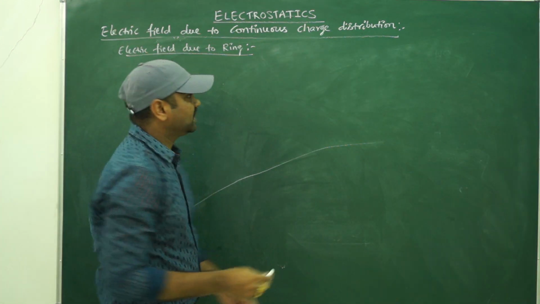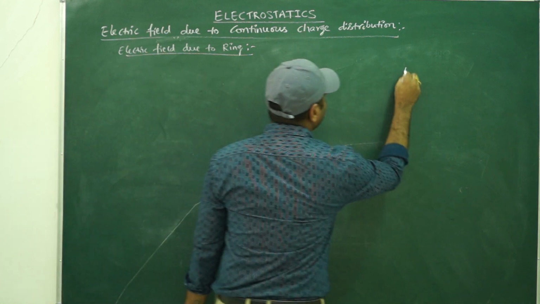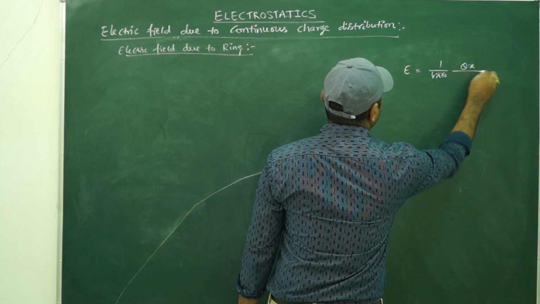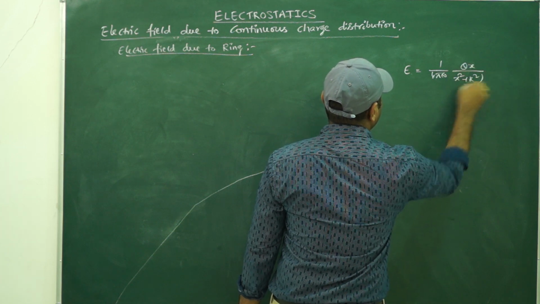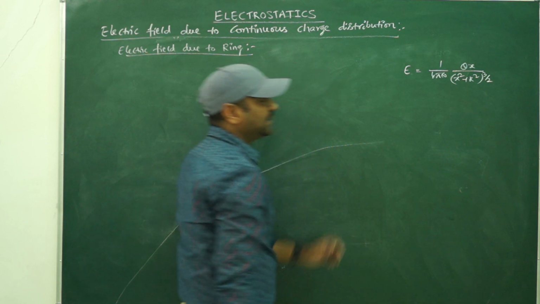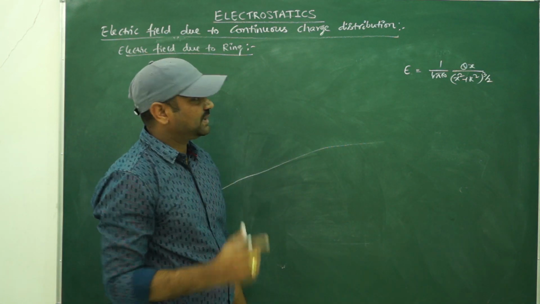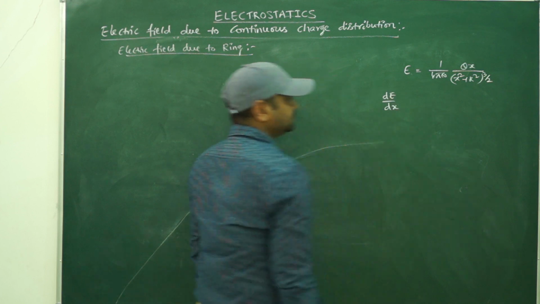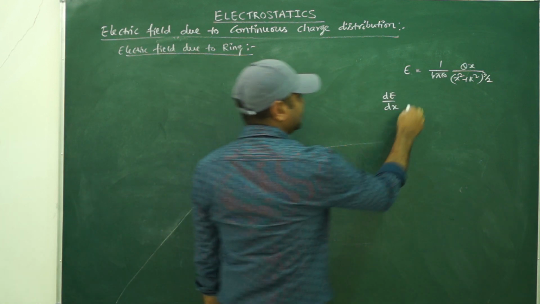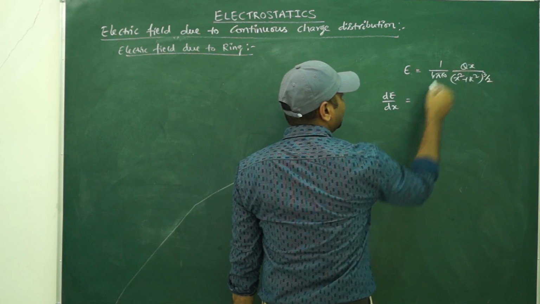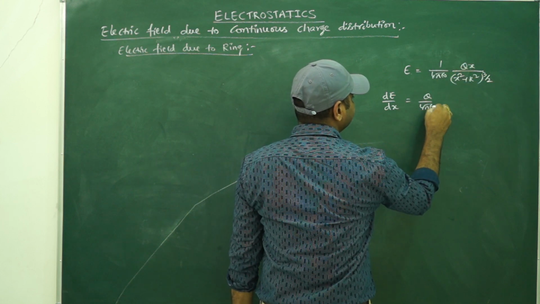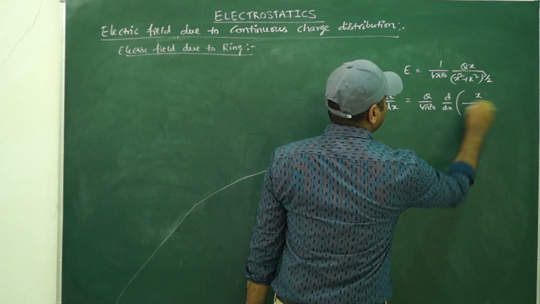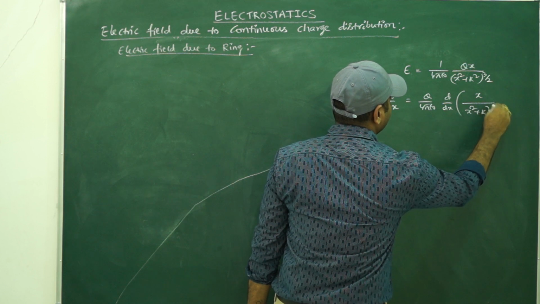So we know the field due to a ring, which I am writing here, is E = 1 by 4 pi epsilon naught times q x by (x square plus r square) raised to 3 by 2. This is the field value. Now I am taking the field variation with x, so I want to find dE by dx. I take the constants out, q by 4 pi epsilon naught, and then d by dx of x by (x square plus r square) raised to 3 by 2.